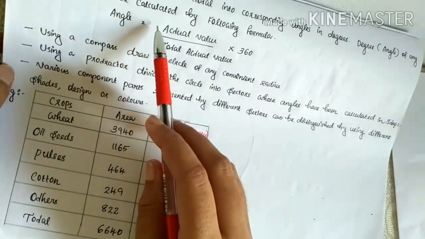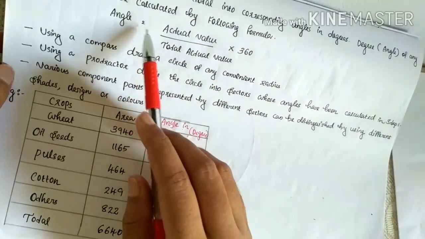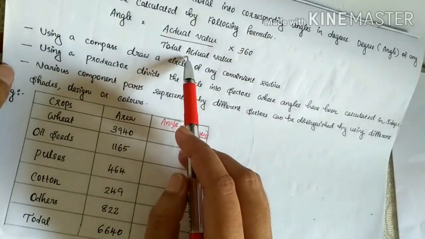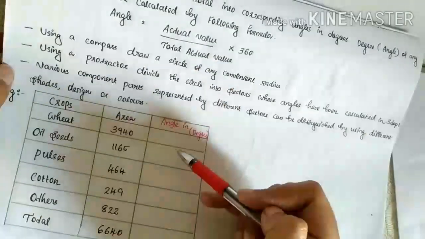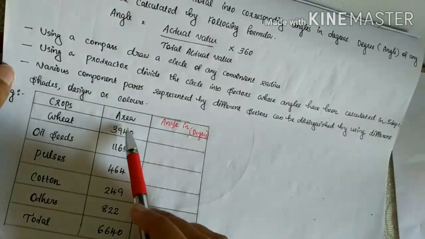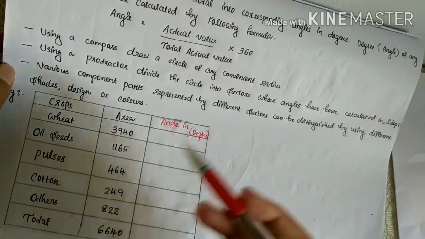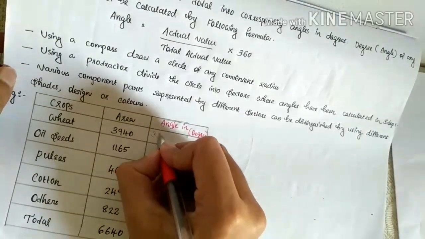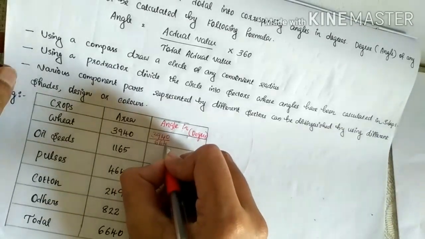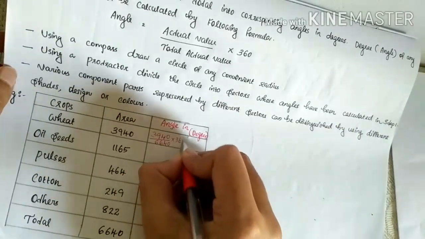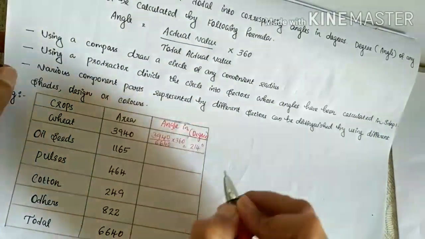The above equation is used to find out angle or degree value. Angle is equal to actual value divided by total of the actual value into 360. So the first procedure is to convert these values into their appropriate angle values. That is 3940 divided by 6640 into 360 is equal to 214 degree.